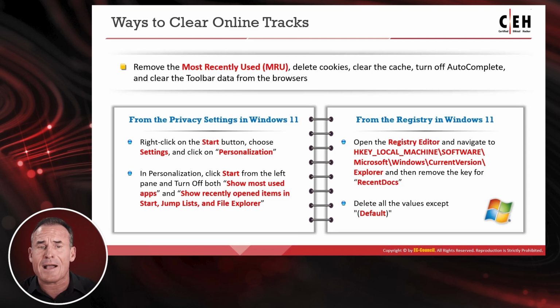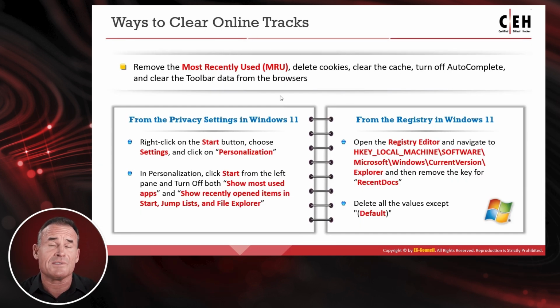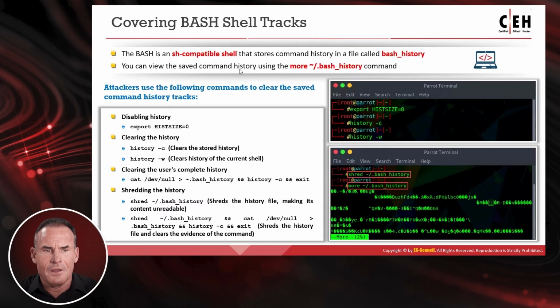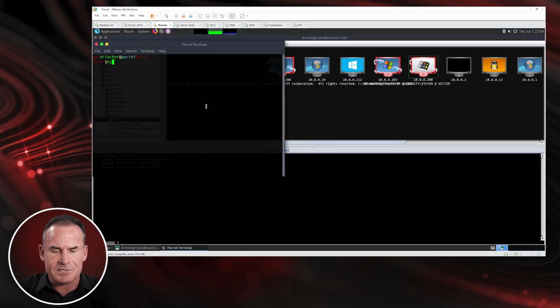So clearing online tracks, most recently used, cookies, cache, and so forth, that's just the tip of the iceberg. Using a multifaceted tracks clearing utility is recommended, like CCleaner, Window Washer, BleachBit, that sort of thing. All right, then your bash shell tracks, the command history in a Linux bash shell is ongoing. The command history in a Windows terminal window, command prompt window, goes away the second you close the window. So the DOSKey history command in Windows is pretty useless if the terminal window has been closed.